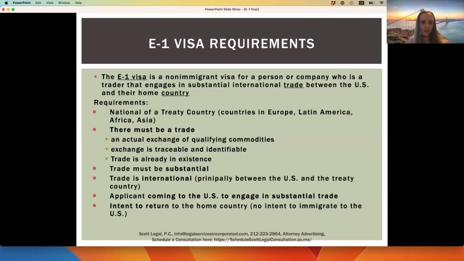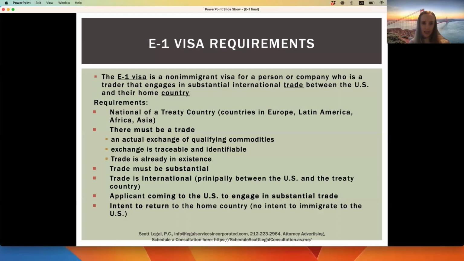So the E-1 visa is a non-immigrant visa for a person or a company who is a trader and who is engaged in substantial international trade between the US and their home country. So let's go over the E-1 visa requirements.